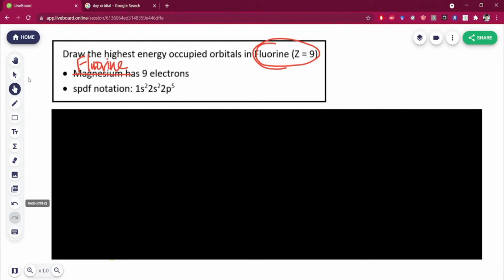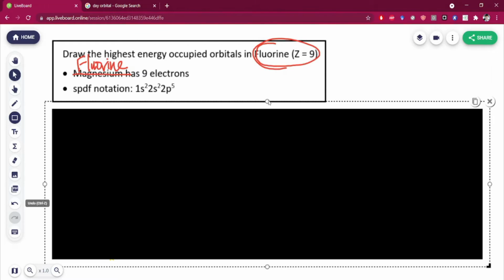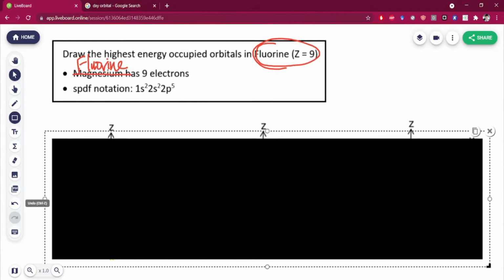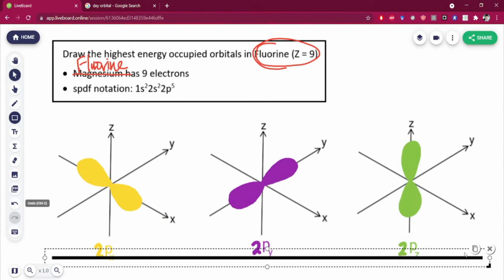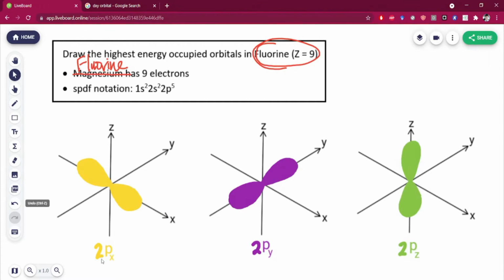So when you want to draw that, you need to remember to write this. This is the thing that I would like to emphasize. When you have specific orbitals you need to draw, you need to write the specific subshell or orbitals down there.